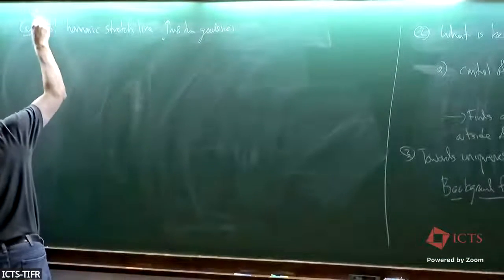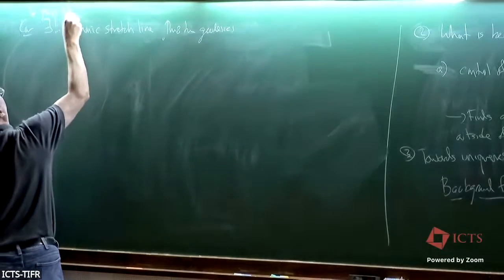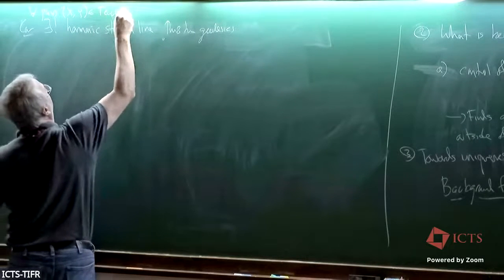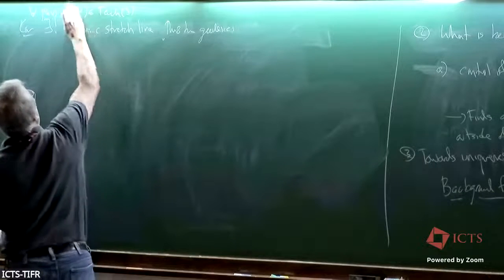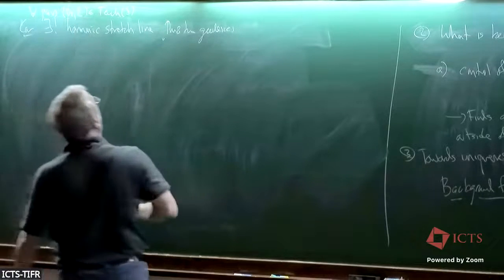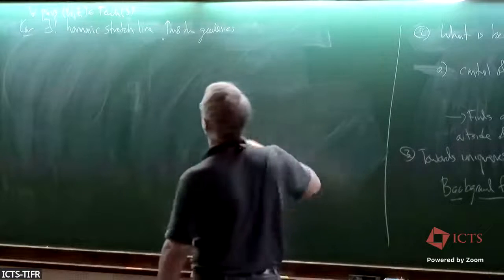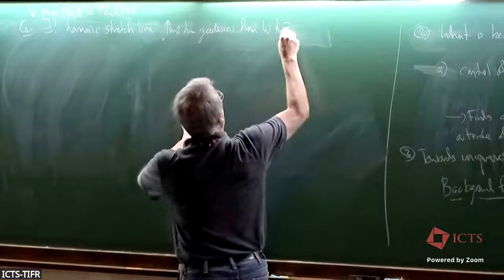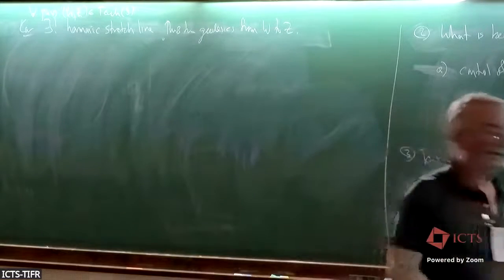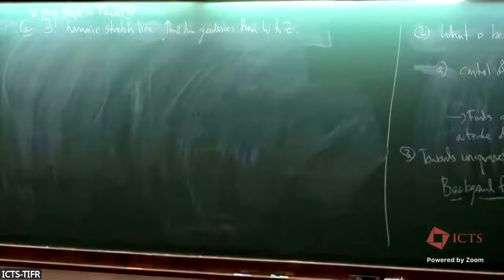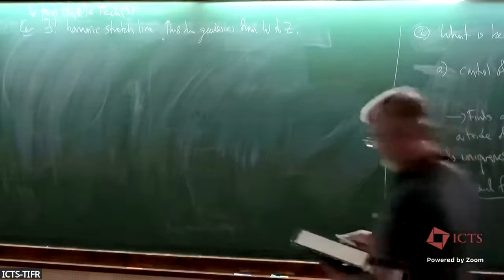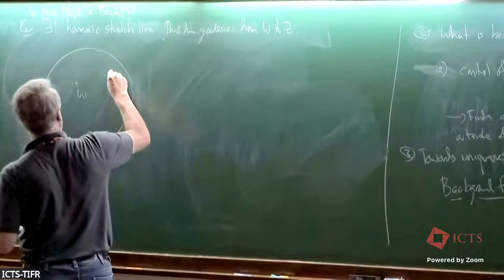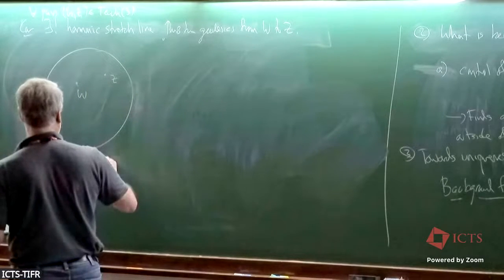For all pairs X, Y in Teichmuller space. Now these are all W, Z. These are hyperbolic surfaces. There's a unique harmonic stretch line Thurston geodesic from W to Z. Okay. How does this work? The way it works is this. So here's W, here's Z, as usual, we're in Teichmuller space.